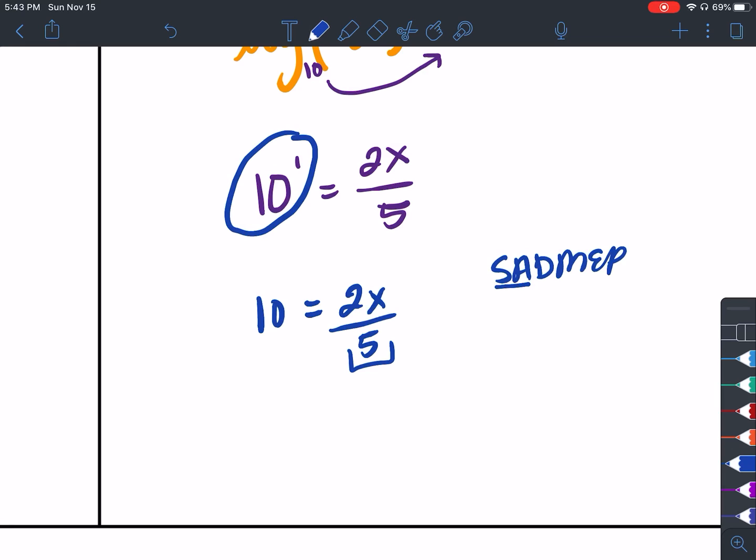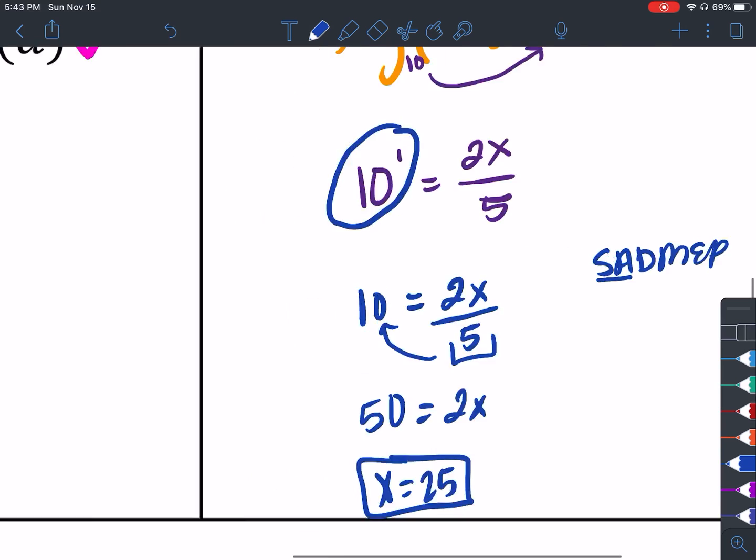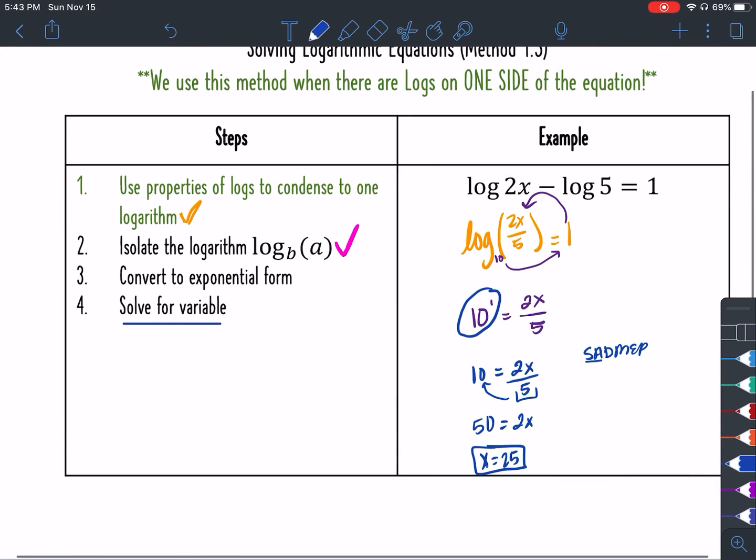So we're going to bring the denominator up. That gives me 50 equals 2x. So x equals 25. Now, before I green light this, I'm not actually ready yet. What I didn't write over here, which needs to be added to each of the solving log slides, is check your domain.